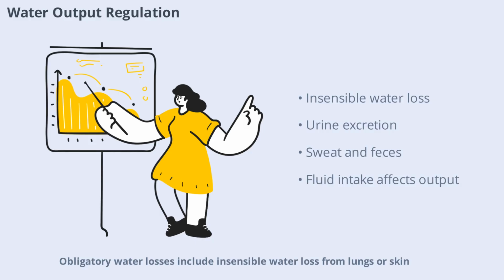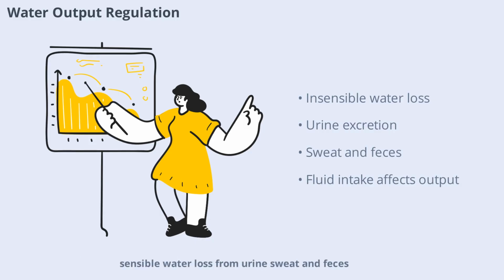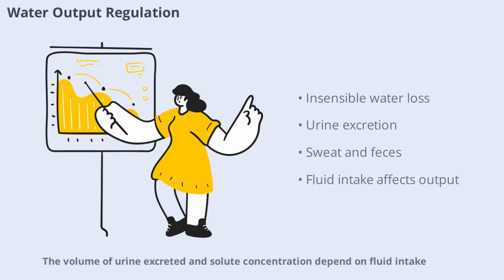Obligatory water losses include insensible water loss from lungs or skin, and sensible water loss from urine, sweat, and feces. The volume of urine excreted and solute concentration depend on fluid intake, diet, and other avenues of water loss. These mechanisms help the body maintain water balance and prevent dehydration or overhydration.